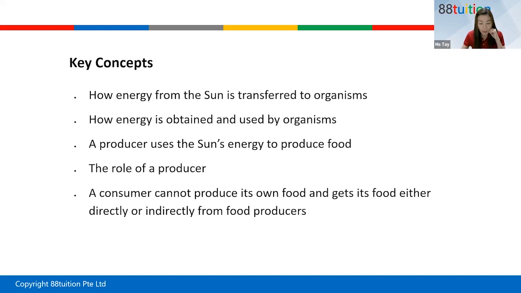Now, how is this energy obtained by organisms? I just said already, because they are eating the plants, and after that animals are eaten by other animals, etc. So a producer uses the sun's energy to produce food. That is the role of the producer. Then look at the consumer. Consumers cannot produce their own food like us. We get the food either directly or indirectly from the producer. If you eat plants, vegetables, fruits, you are also getting energy directly from the producer.